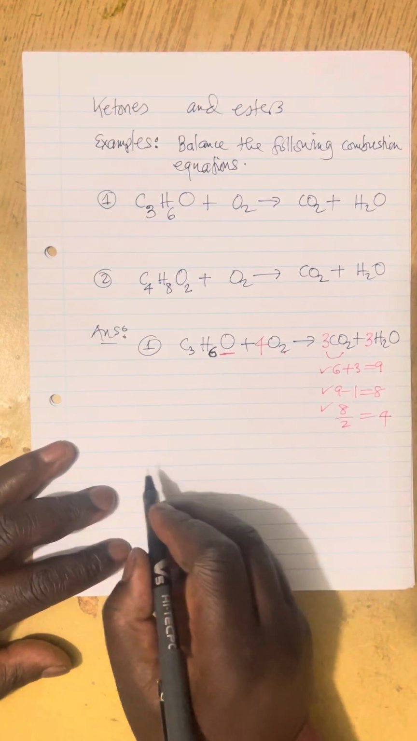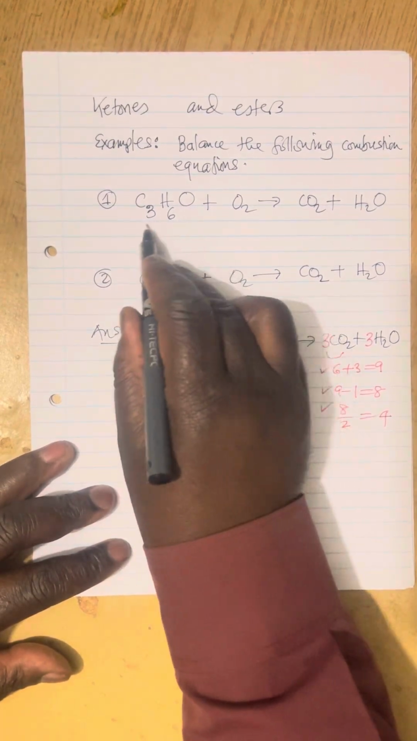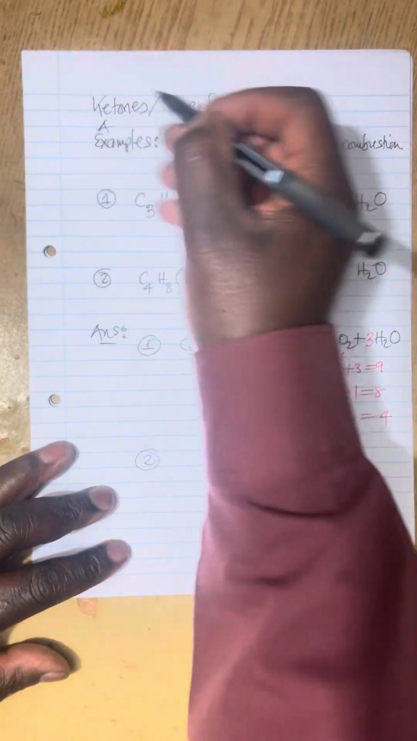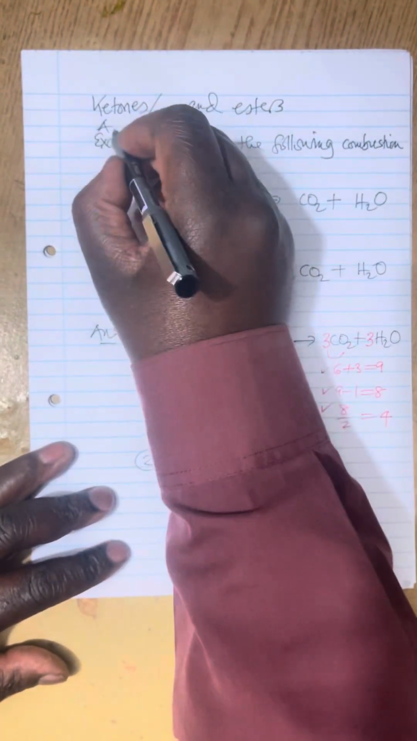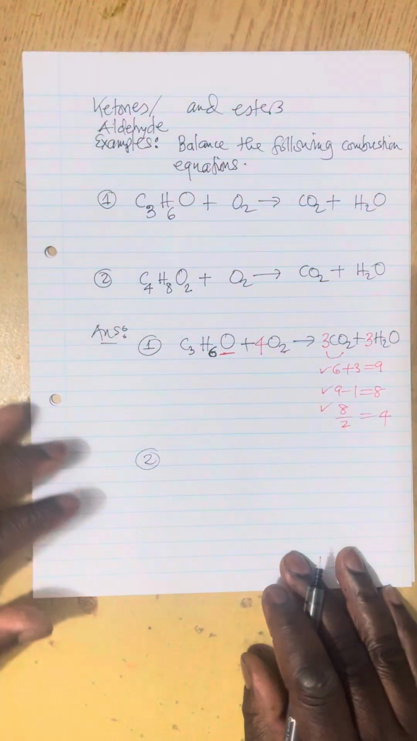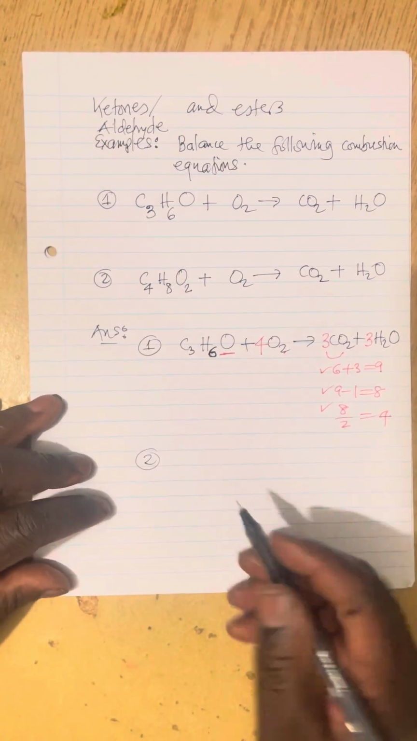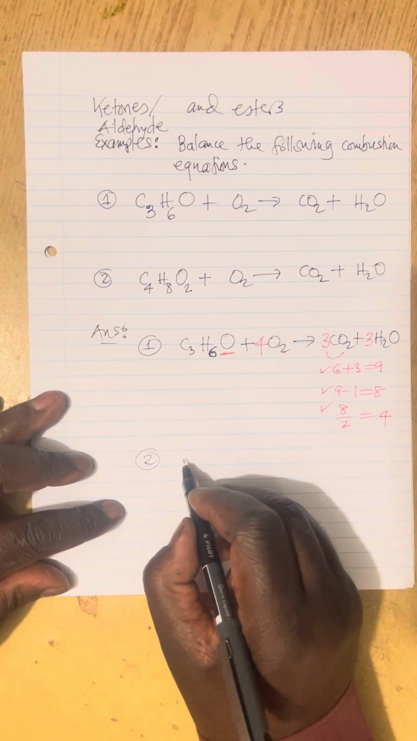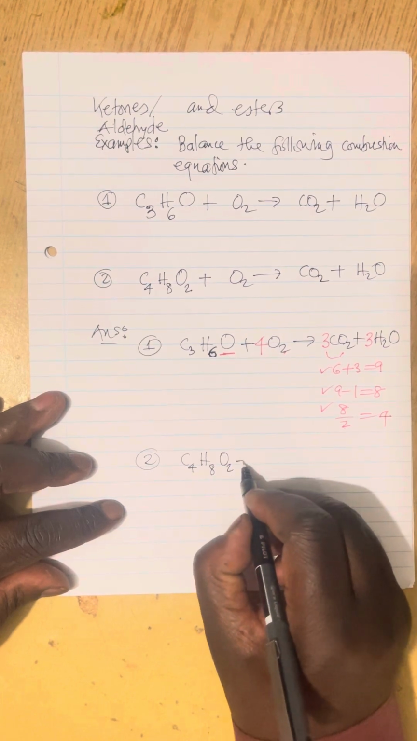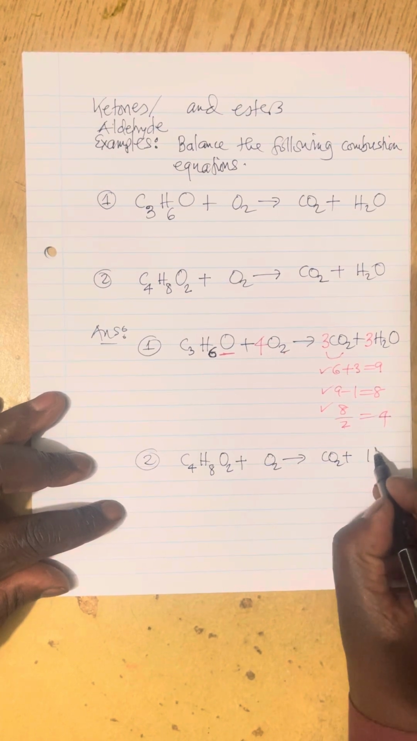Let's move to example number 2, where we're dealing with esters. So this is, you can call it an aldehyde or ketone. So I'm going to say ketone, aldehyde, and ester, because they have, like I said, the same ratio there. So this is an ester. Now let's look at the balancing of it. C4H8O2, combining with oxygen, giving us carbon dioxide and water.